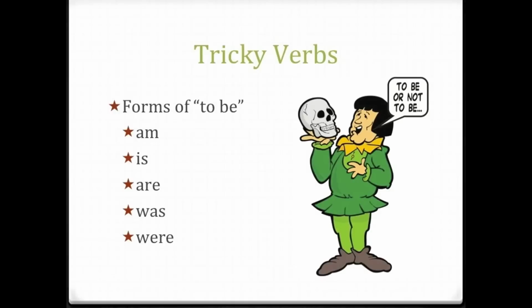Some verbs are hard to find because they're not action verbs. Many of these verbs are the forms of to be. When you see these words in a sentence, they are always acting as verbs. The forms of to be are am, is, are, was, and were. Sometimes they're the main verb in a sentence, and sometimes they're a helping verb. Either way, it's a big hint to help you find the predicate.